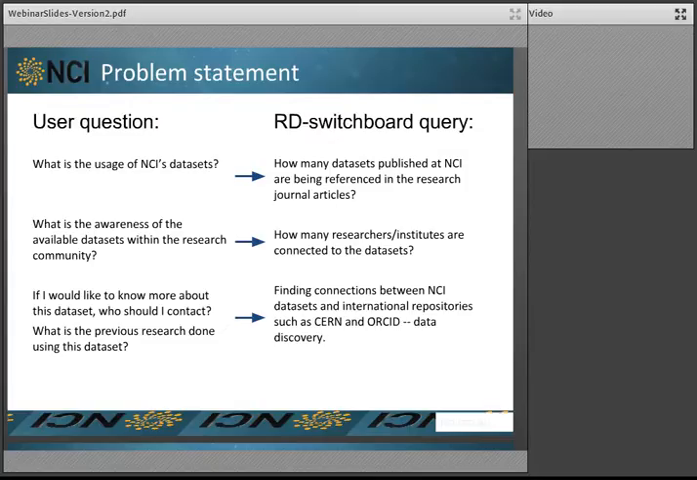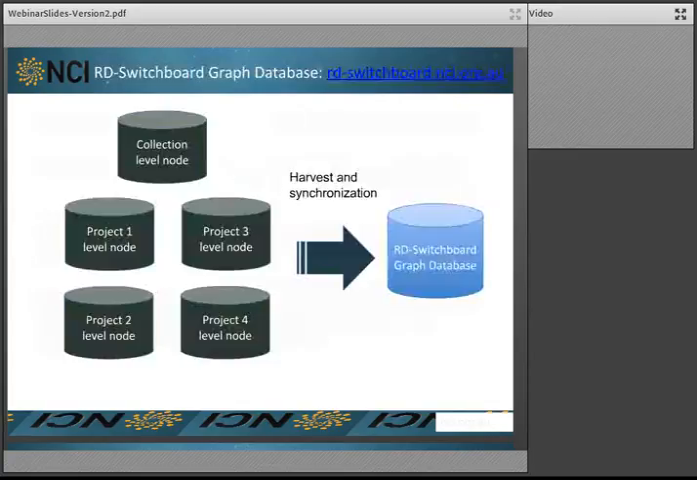And we found out the RD Switchboard can almost answer those questions very clearly by just using some simple queries. So we can query, like, how many datasets published at NCI are being referenced in research journal articles, how many research institutes are connected to datasets, finding connections between NCI datasets and international repositories such as CERN and ORCID, and data discovery. In practice, we ingest all our data from different GeoNetwork nodes into this RD Switchboard graph database. Then we can do the query.